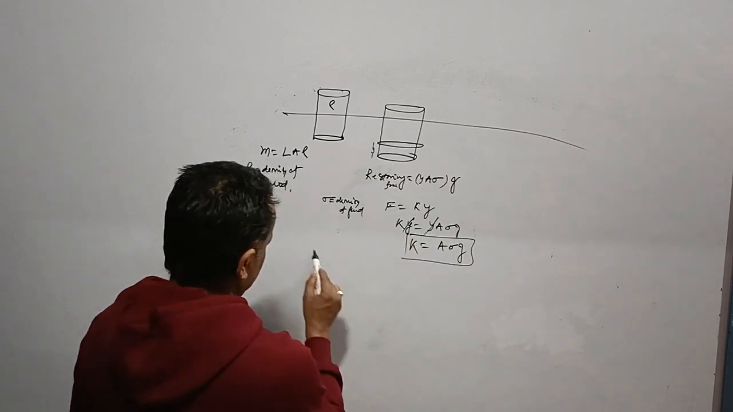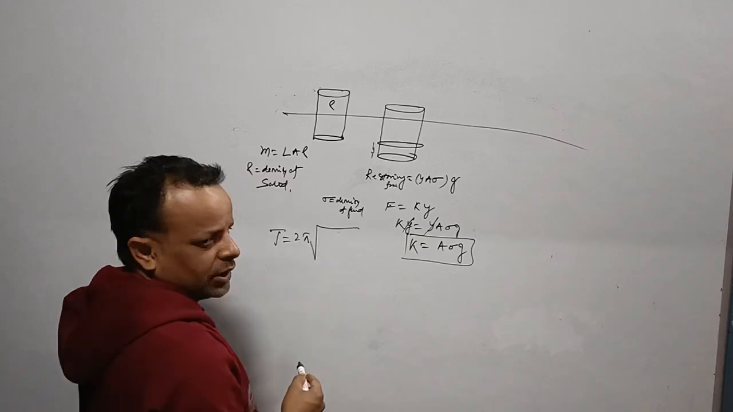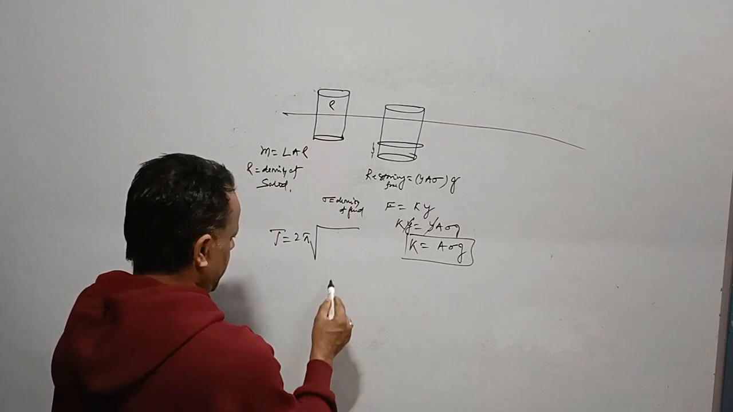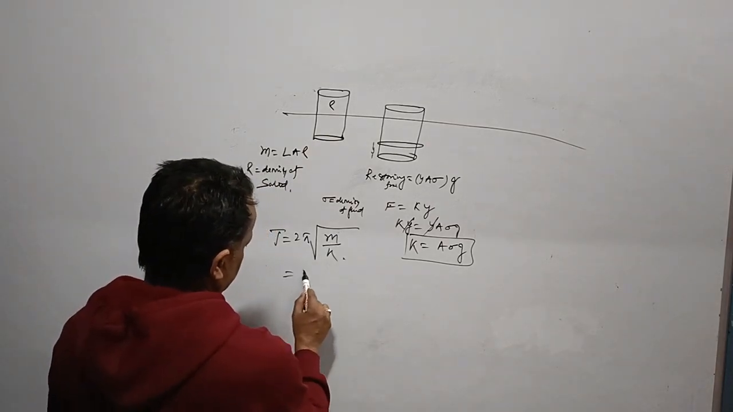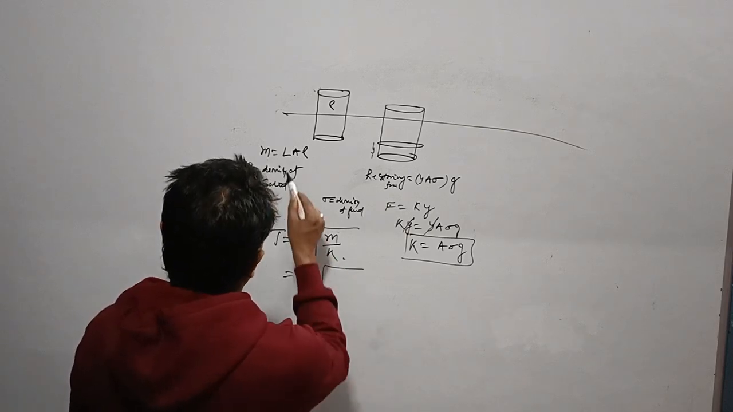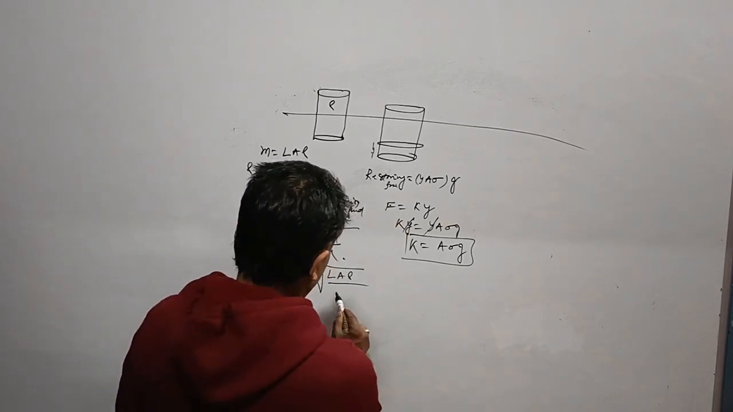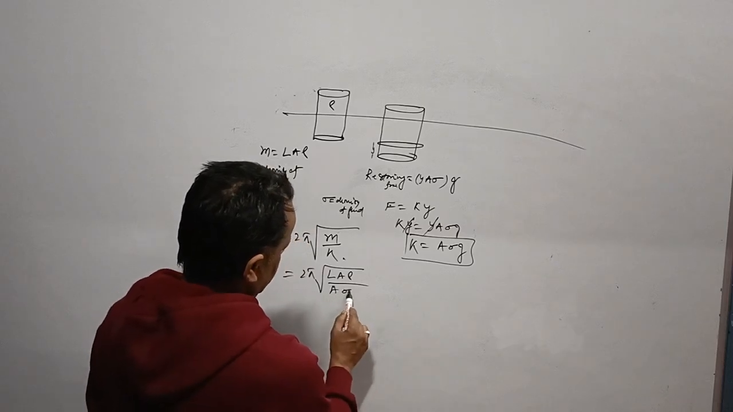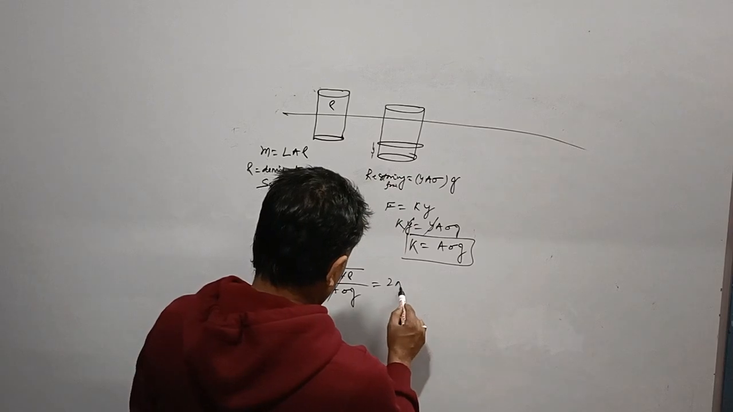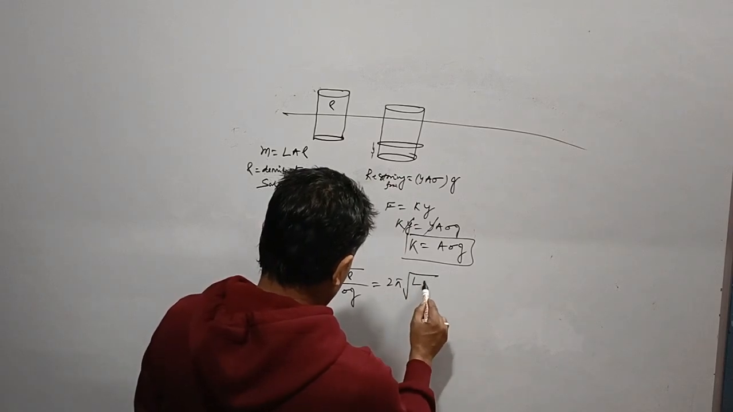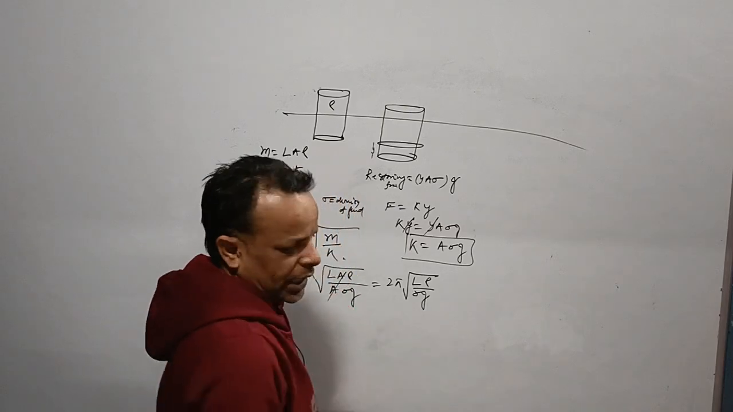Now we'll place the value in this equation, which I had already said is common in all the cases: 2 pi root over m by k. Now m is L into A into rho, and k is A into sigma into G. A gets cancelled out. We are left with 2 pi root over L into rho by sigma into G. This is the time period of a floating cylinder.